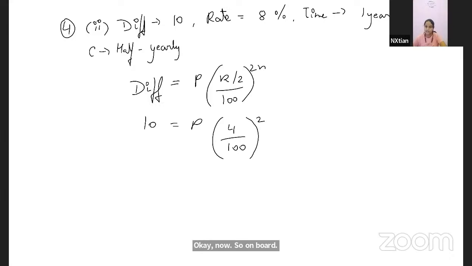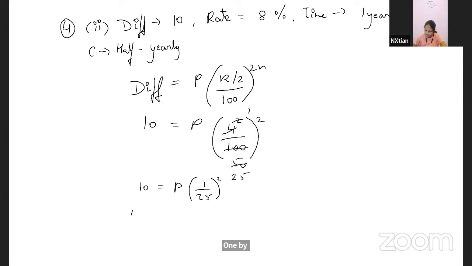First, you can cancel 4 and 100 here. Oh, this is not 1 plus, sorry. So you cancel it with 2. 2 2s are 4, and 5 is 0. More you can cancel: 2 1s are 2 and 25. So we have 1 by 25. So we have 10 equals P times 1 by 25 raised to the power 2.